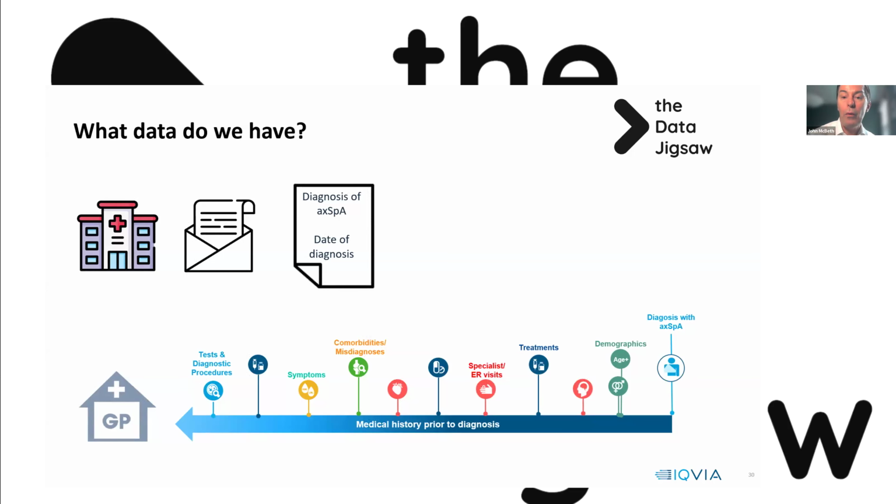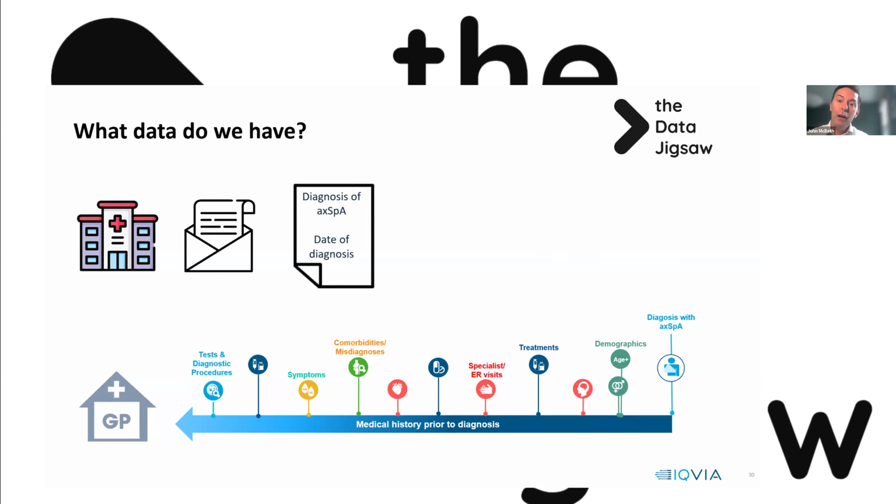So what data do we have? Well, we have two sets of data, as Will introduced very clearly at the beginning of the webinar. We have hospital data and primary care data. From hospital data, we've accessed outpatient letters, and using text mining methods, we've identified patients who have been assessed at secondary care and have been given a diagnosis of axial spondyloarthritis. And from their outpatient letters, we've identified that diagnosis and also the date of diagnosis.